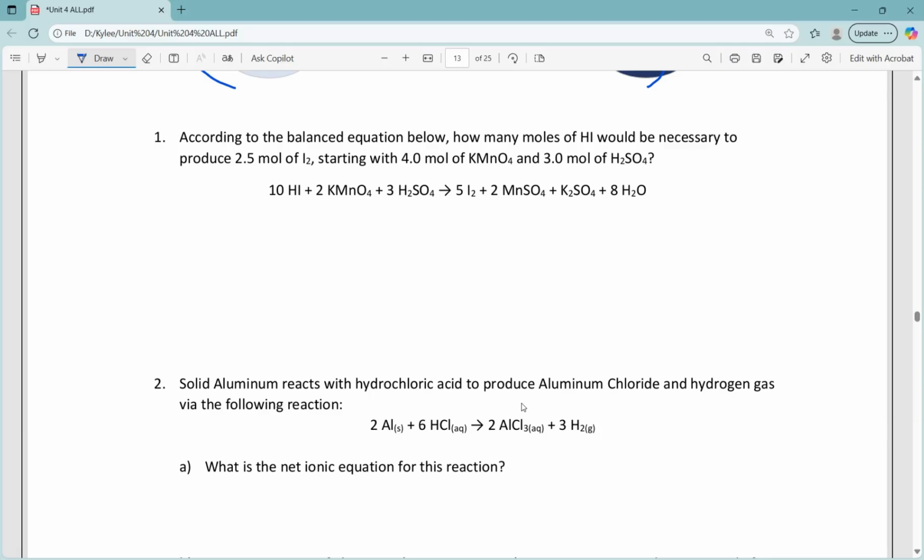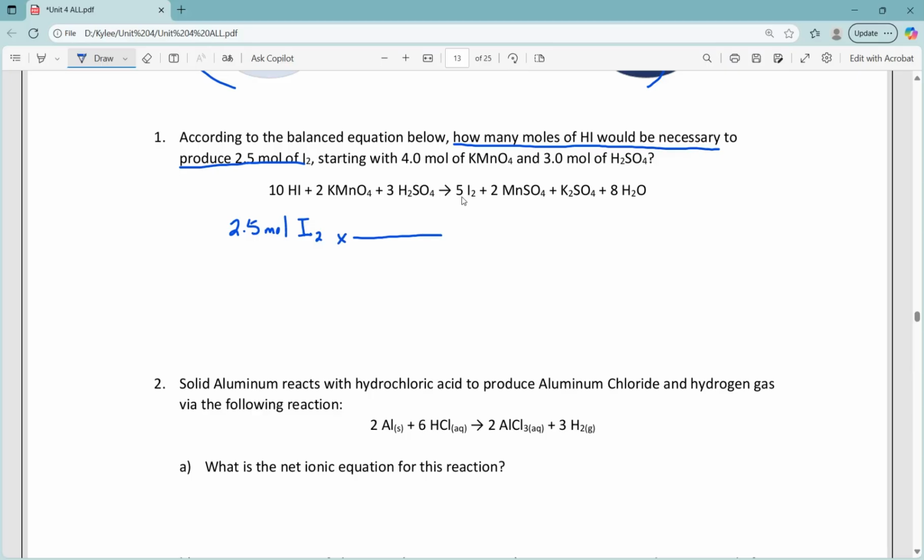This is kind of an interesting question because they gave us a lot of information. They tell me that I'm starting with 4 moles of KMnO4 and 3 moles of H2SO4, but they're asking how many moles of HI would be necessary to produce 2.5 moles of iodine. So I'm actually going to start with that 2.5 moles of iodine. And because I'm already in moles, I can go straight to my mole ratio. This is where my balanced chemical equation comes in.